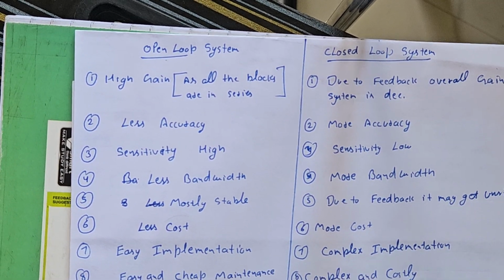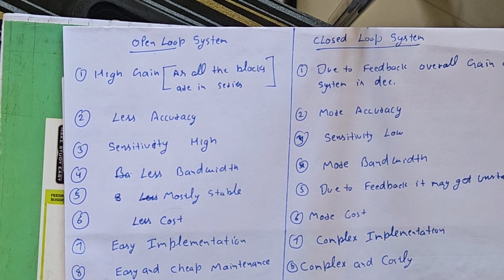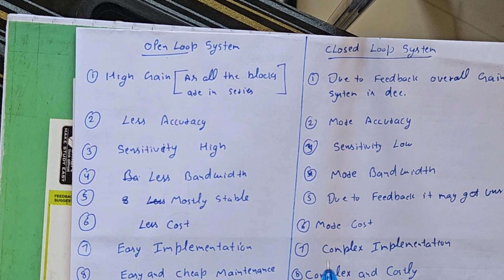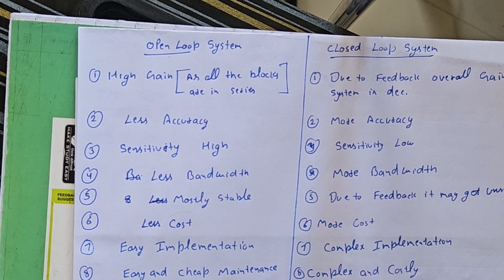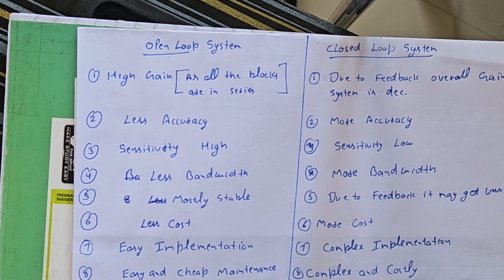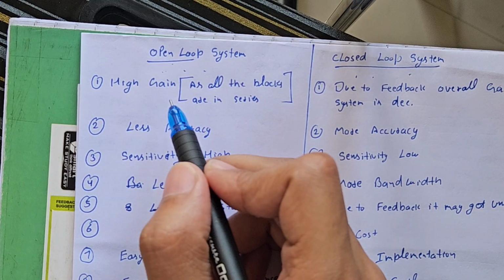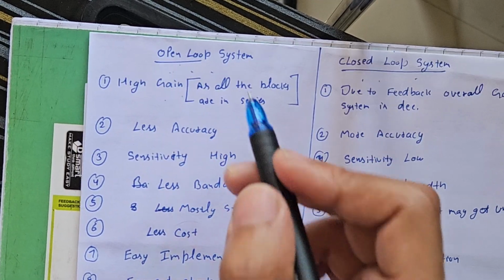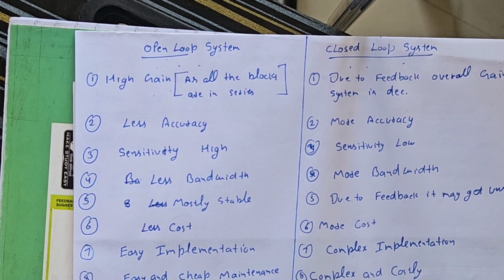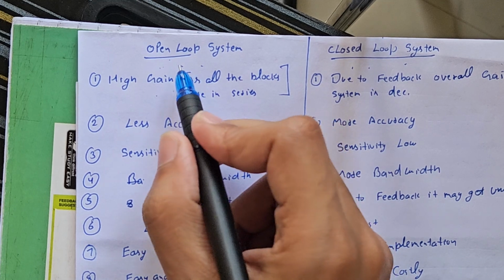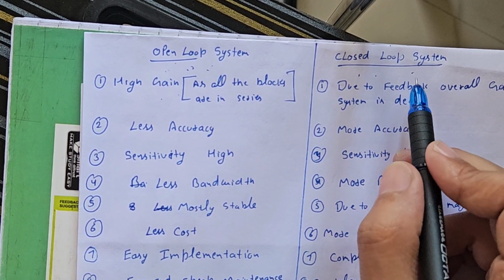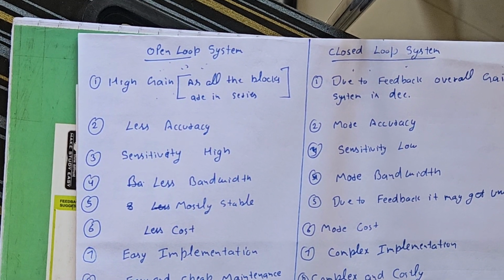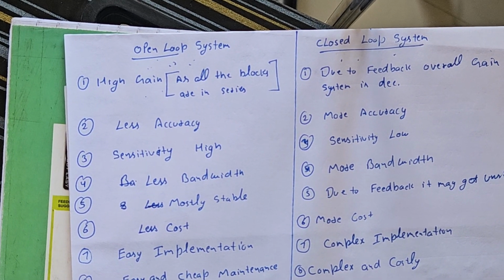And the next and the last comparison is speed. In open loop system our gain is very high, due to which we get instant output, so that's why we have fast speed in open loop system. In closed loop system our gain is low as compared to open loop system, so that's why we have slow speed in closed loop system.